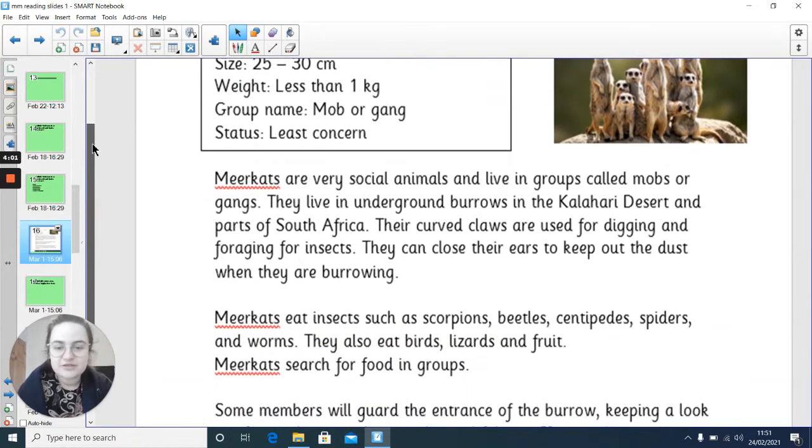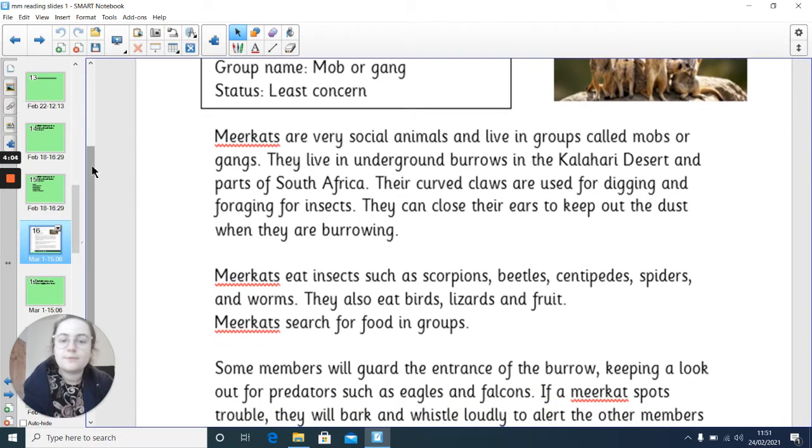Meerkats are very social animals and live in groups called mobs or gangs. They live in underground burrows in the Kalahari Desert and parts of South Africa. Their curved claws are used for digging and foraging for insects. They can close their ears to keep out the dust when they are burrowing. Meerkats eat insects such as scorpions, beetles, centipedes, spiders, and worms. They also eat birds, lizards, and fruit. Meerkats search for food in groups.